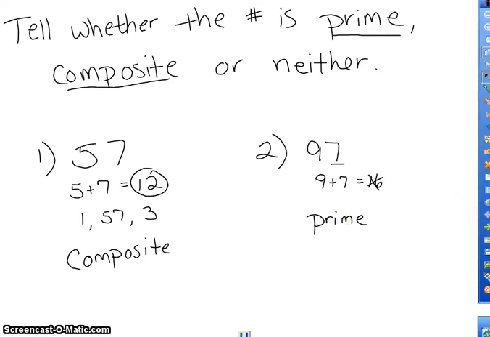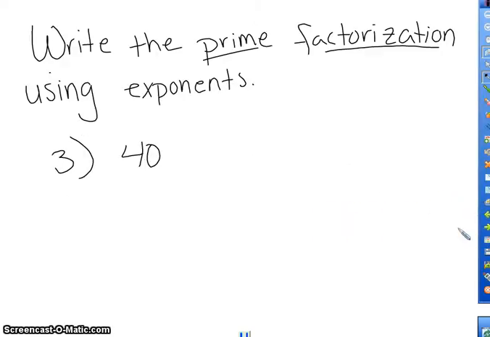Okay? Let's try our next step. I'm going to write the prime factorization using exponents, and the most important part here is that at the end of our prime factorization, you're going to have to use exponents. Okay? Now, when we do our tree diagram, what you're looking for to start off with are two factors of 40. It does not matter what two factors you choose.